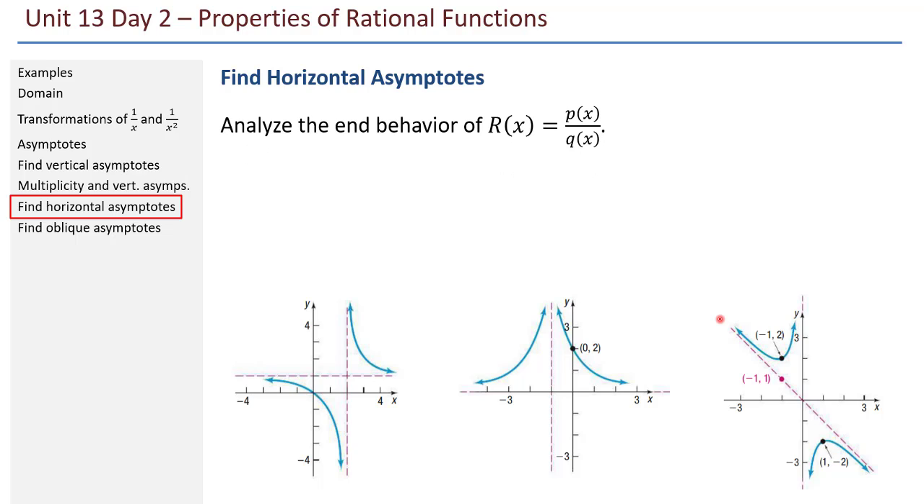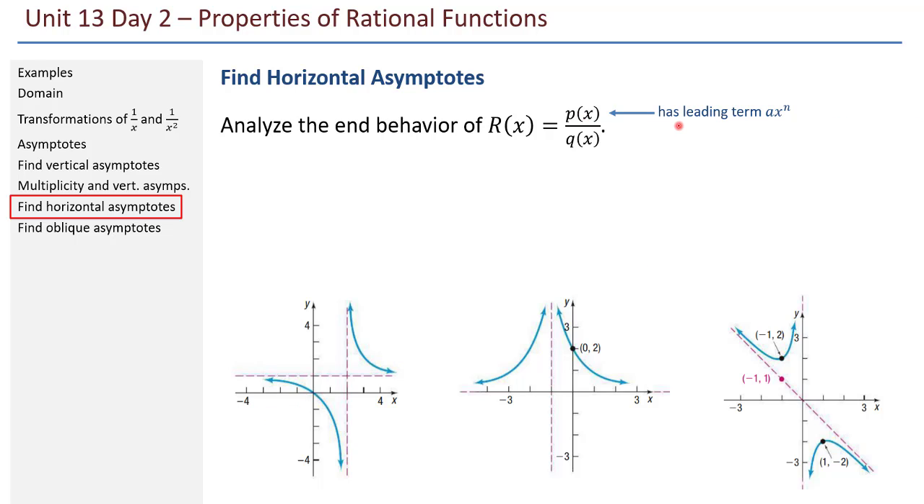Well, let's talk about horizontal asymptotes. The idea is to analyze the end behavior of the rational function. A horizontal asymptote is really asking what goes on when x is really, really big, positive, or really, really low, negative. In this first example, you can see as x gets really big, positive, my y values approach positive 1. And same thing here, as my x gets really low, negative, those y values approach positive 1. So finding a horizontal asymptote is really equivalent to figuring out the end behavior of this rational function.